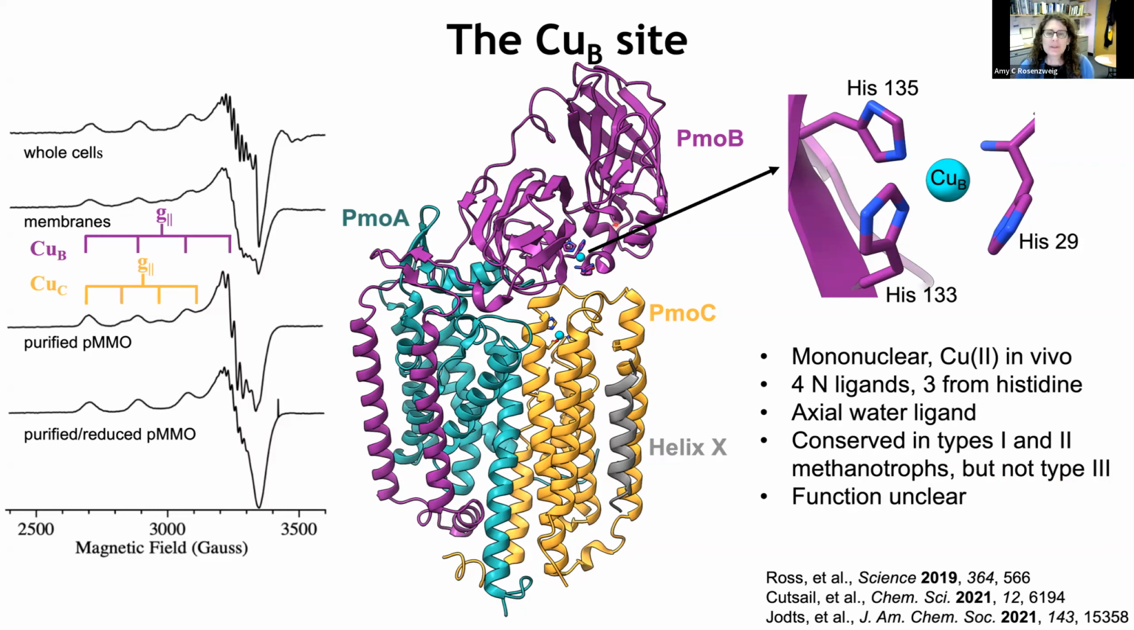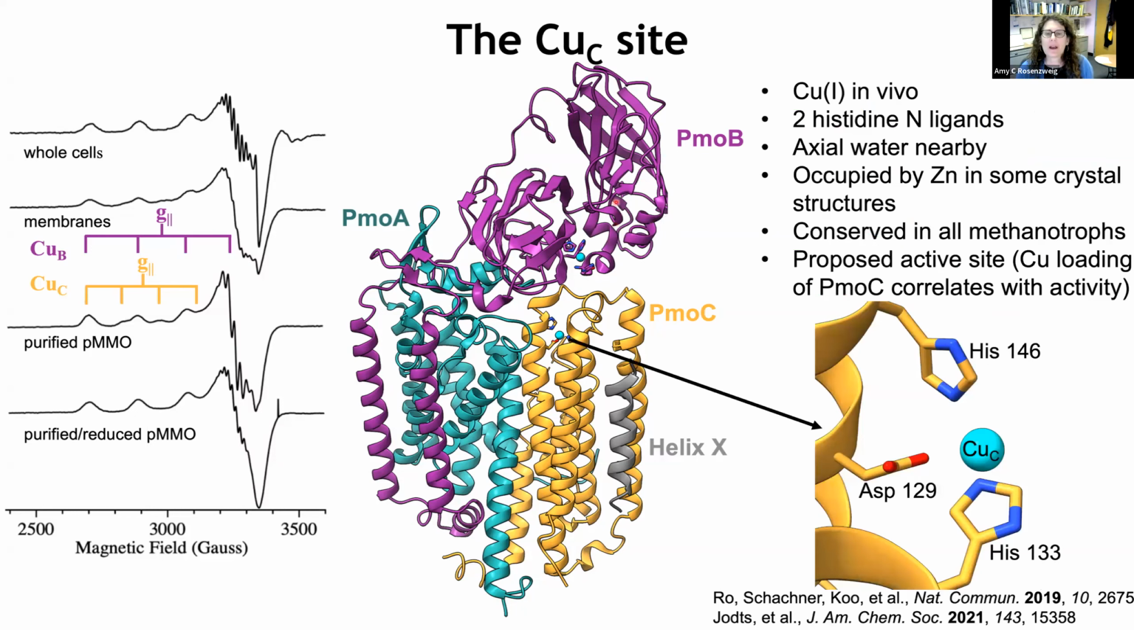Okay. So then the second site that I want to talk about is located here in the PMOC subunit, and we're calling that the copper C site. Now that site we know is copper 1 in vivo, and that's because the whole cells have just one EPR signal attributed to copper 2, and we know that's from copper B. And then when we isolate membranes and then purify the enzyme, if you look carefully at these spectra, basically what you see are more bumps growing in.